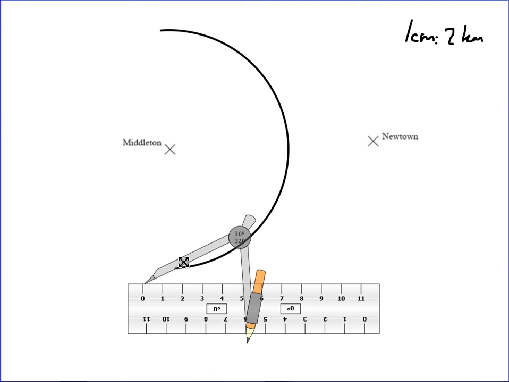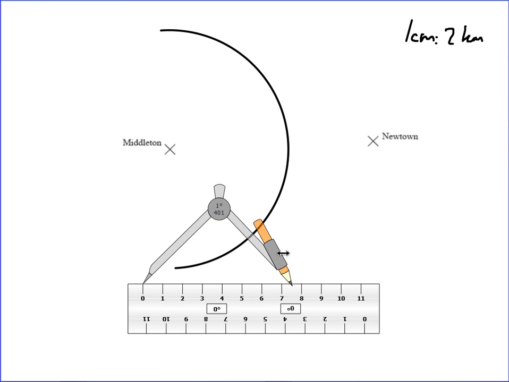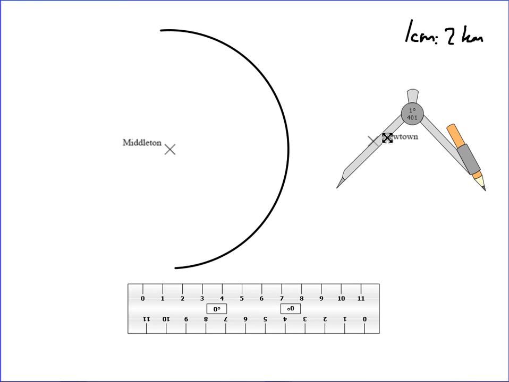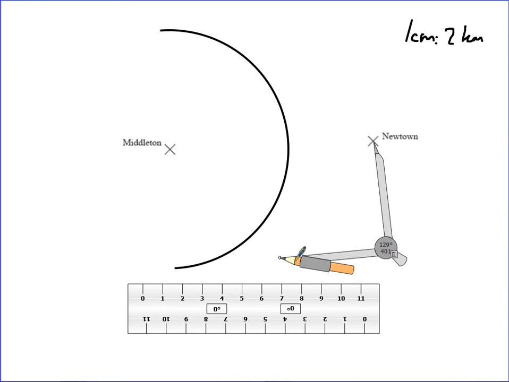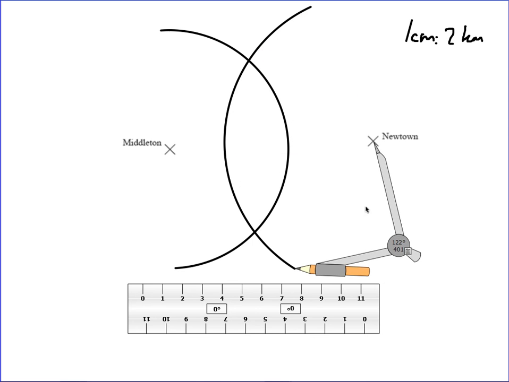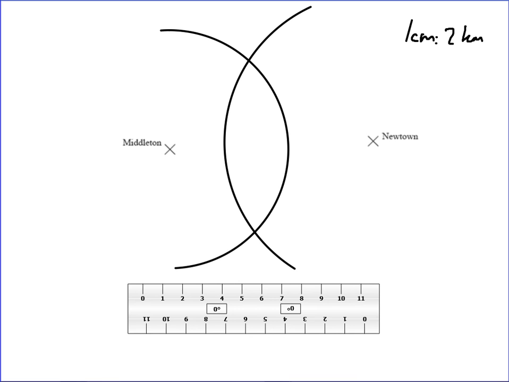And then we've got from Newtown, it's less than 15 kilometres. So straighten out the compass again. 15 means 7.5. So we go to Newtown, spin it round, and again we mark the arc in. So where can it be then? Well, the shopping centre then will be in the area between the two arcs, so down here.